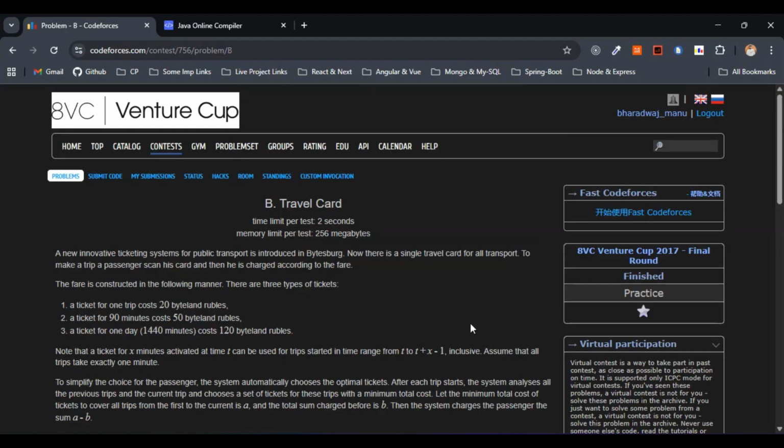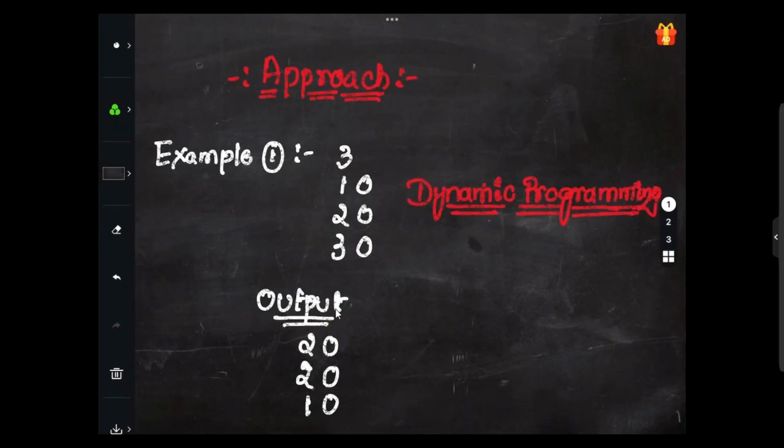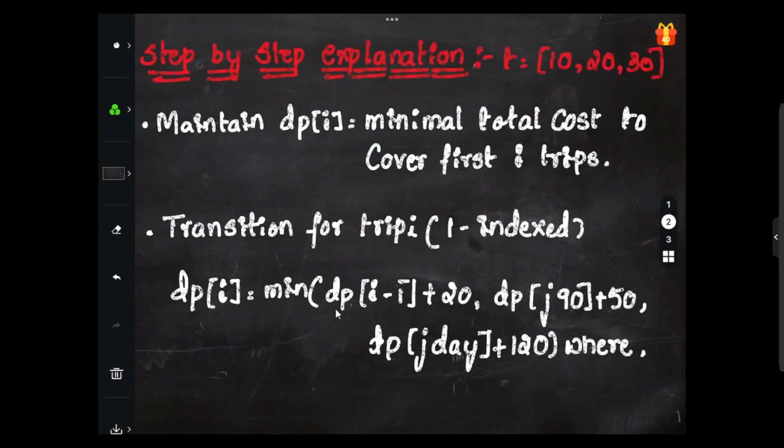As usual, let's discuss the approach first. I have considered the same first example that they have given in the question. We have three inputs, 10, 20 and 30, that is t, and the output that we need to get here is 20, 20 and 10, right? So let's move on with the step-by-step explanation.